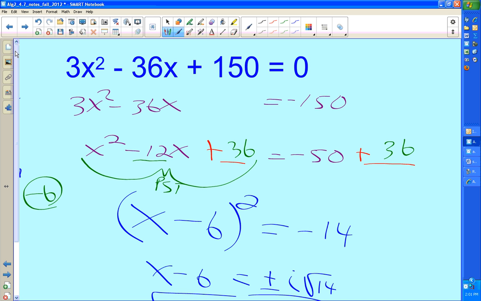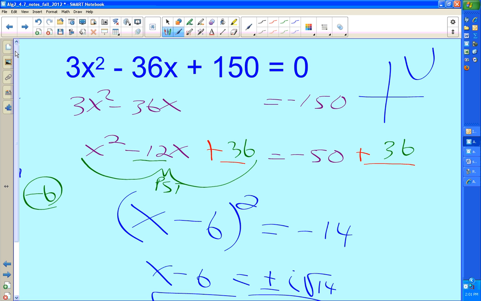There are, but they're imaginary, so there's no real x-intercept. So what does that tell us about this graph? No real solutions, they're imaginary. What does that tell us about the graph if we have imaginary x-intercepts? We have two imaginary x-intercepts. It's horseshoe up. What does it tell you about the graph?